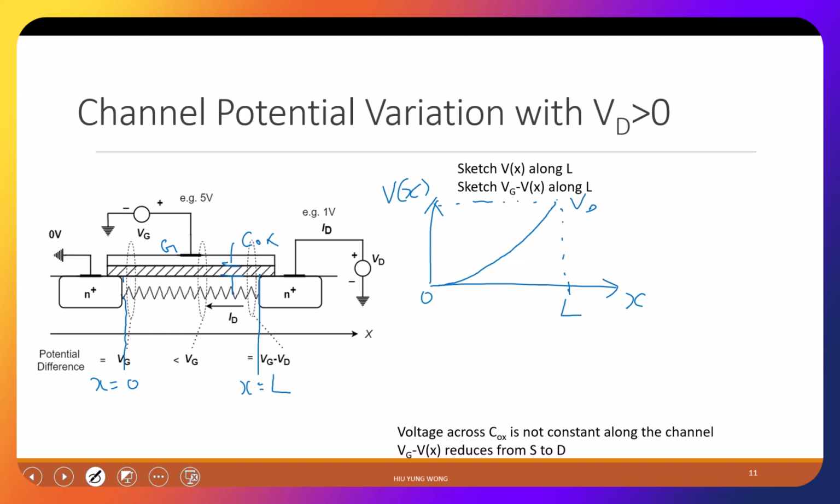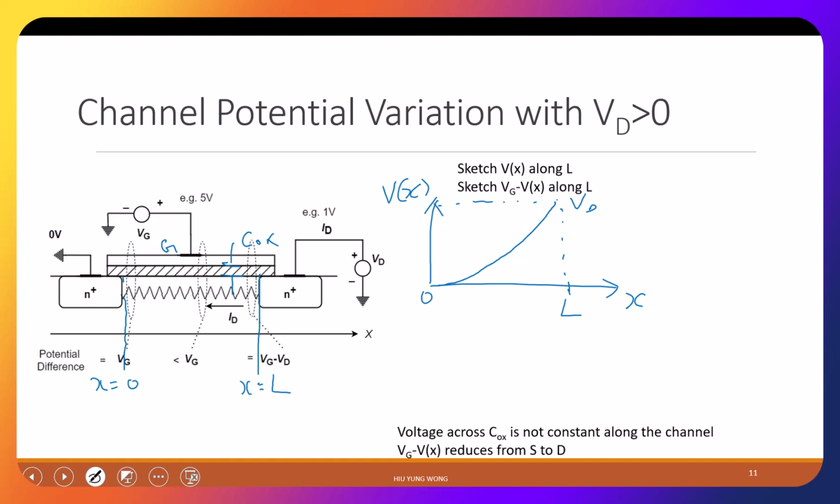Make sense? This is kind of common sense, right? You start from 0 and then you reach 1 volt. Whether it's a straight line, we don't know. We need to solve the Poisson equation. Many things need to be solved. But at least I know it is increasing.